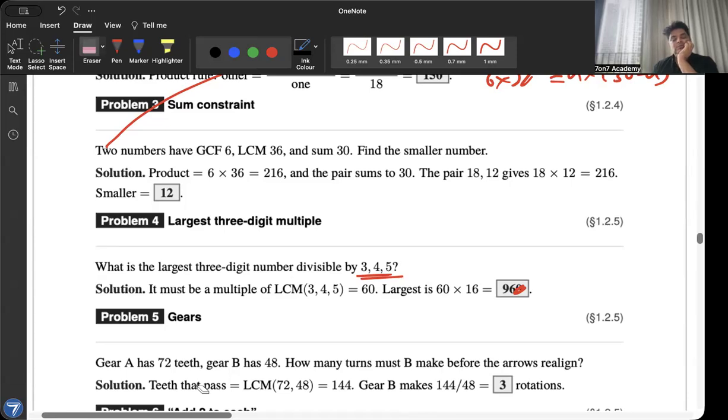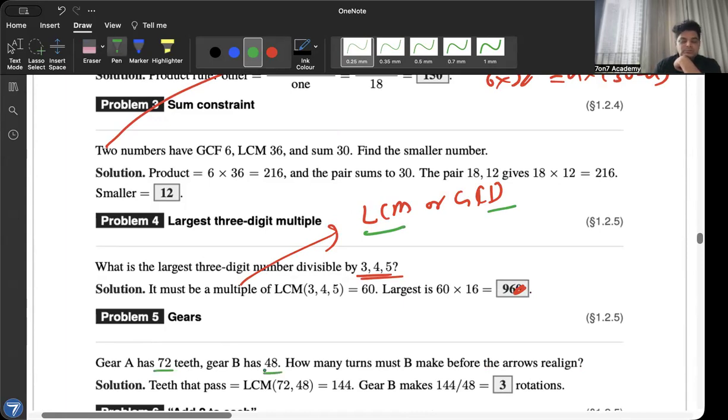Gear A has 72 teeth and gear B has 48. How many turns must be made before they meet again? Tell me this. What will you do? First you have to decide whether to find the LCM or the GCD. Tell me what you will do. See, the answer will always be more than these numbers. So you have to find the LCM.